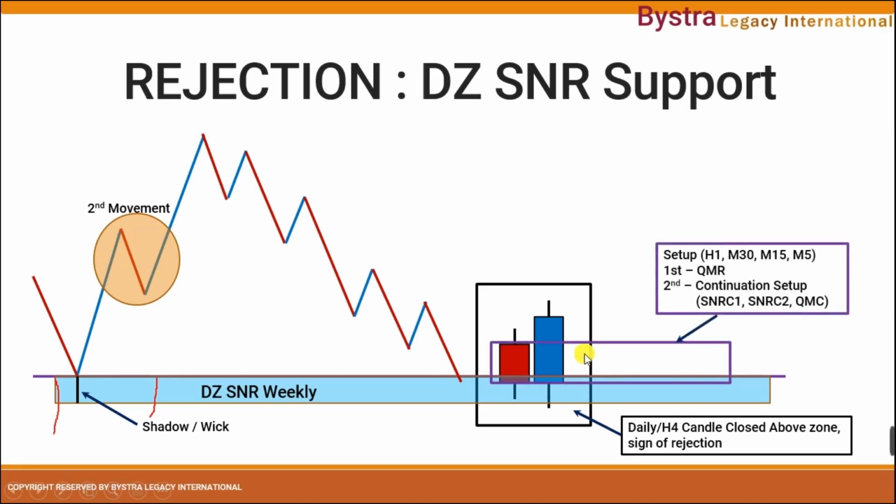So what setup will we be expecting? The F5 setup. If this is an H4 rejection, then we will look for the setup at the H1 time frame and below. If this is a daily rejection, then we look for the setup at the H4 time frame and below. Okay, so let's get into the examples at the chart.